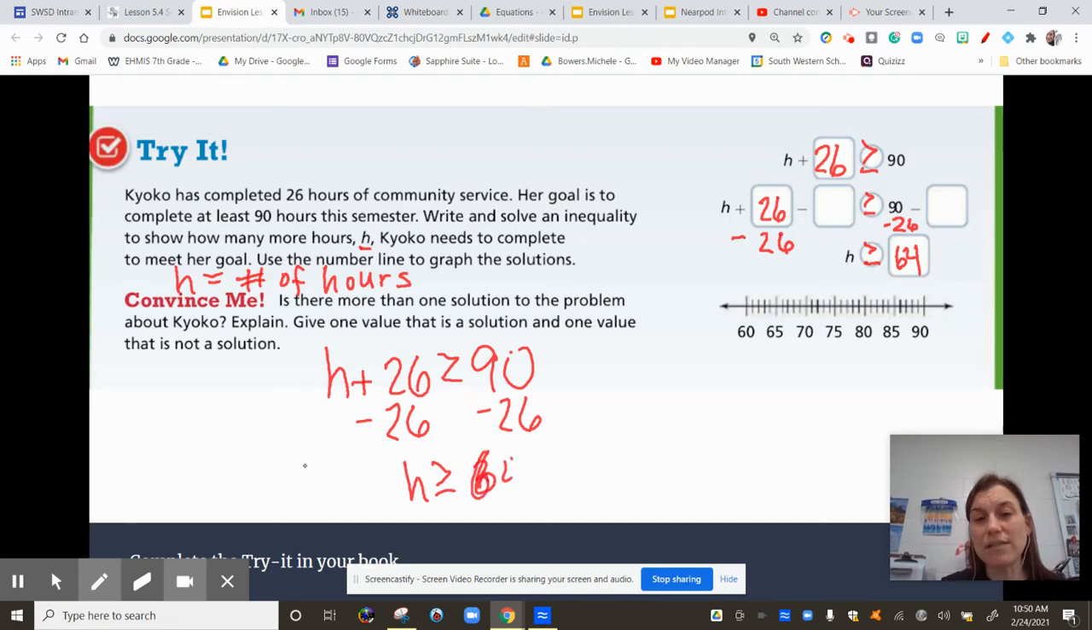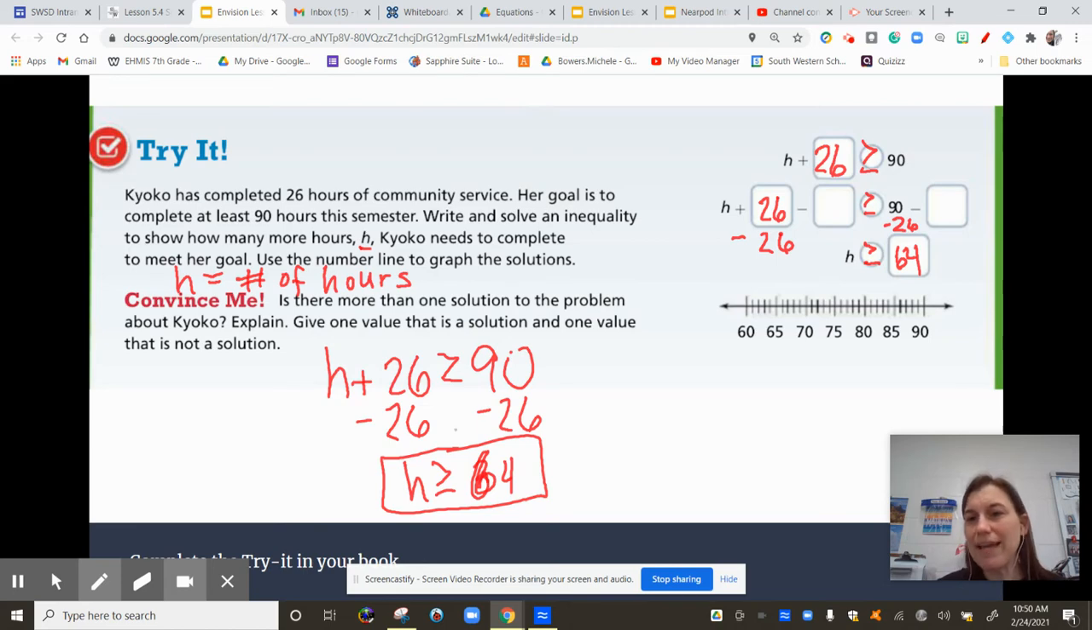Notice how this is only one step. I didn't have to divide by the coefficient because once I subtract, I have H by itself. So I've now solved this, and I have H is greater than or equal to 64. So she could volunteer for an additional 64 or more hours.